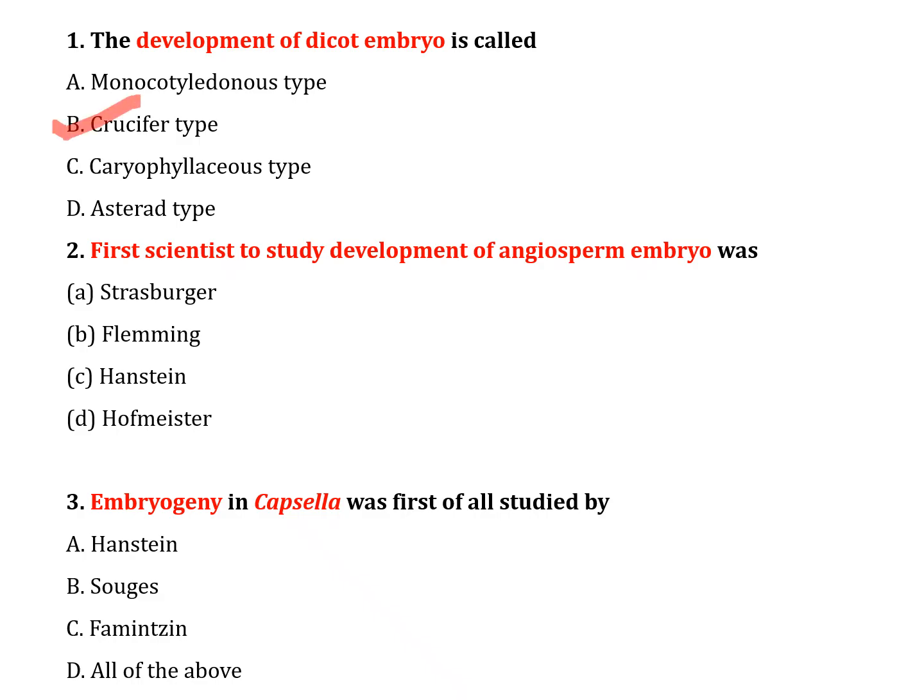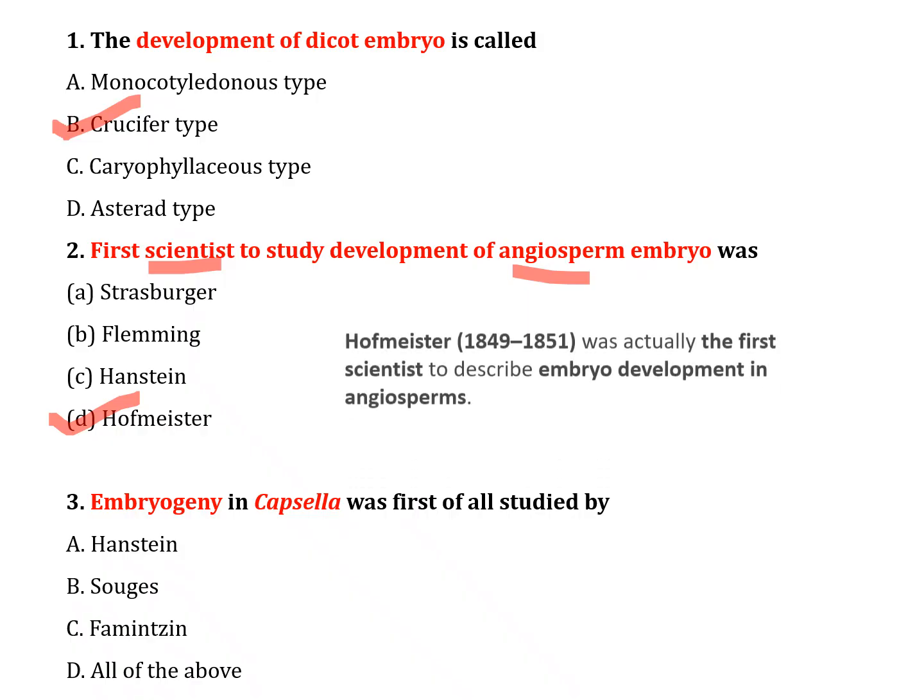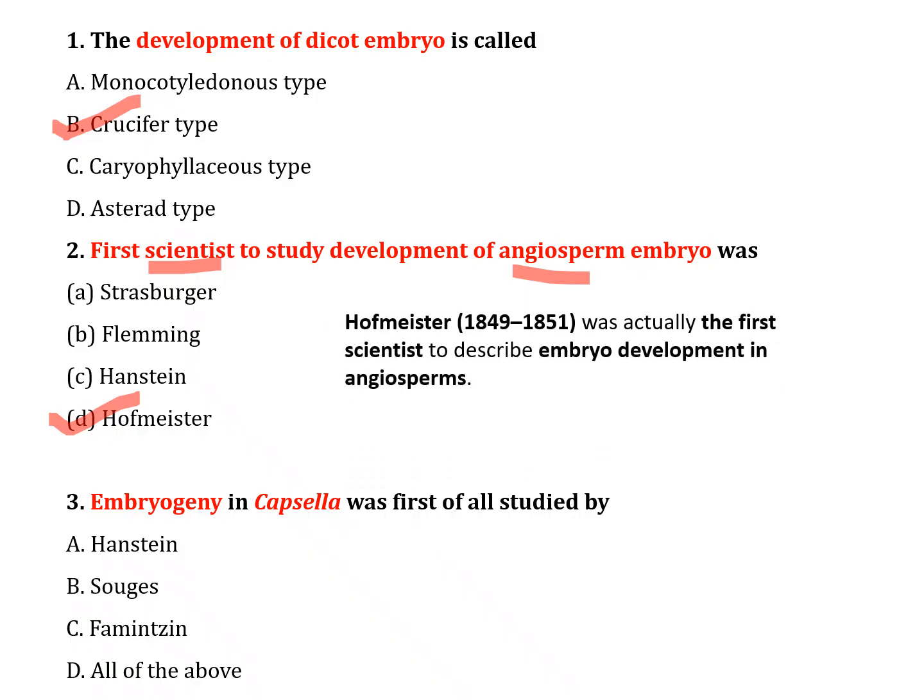The next question number 2. First scientist to study development of angiosperm embryo was option A Strasburger, option B Fleming, option C Hanstein, option D Hofmeister. Correct answer is option D Hofmeister. Hofmeister was actually the first scientist to describe embryo development in angiosperm.